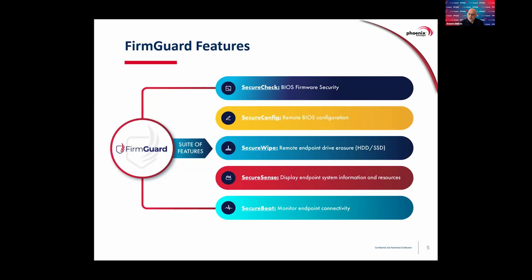But the product FirmGuard goes well beyond just firmware security. There are a variety of other features that are really more around what we call technician efficiency. One of those is called secure config, and it's listed here in yellow. It's for remote BIOS configuration. If you're a technician, you've probably had to update or change the settings on an endpoint. For example, if you're migrating from Windows 10 to Windows 11, you may have to enable the TPM, and you have to go into the BIOS in order to do that.